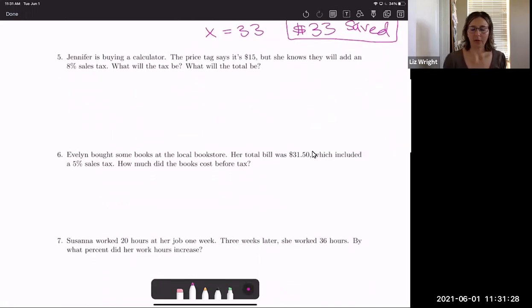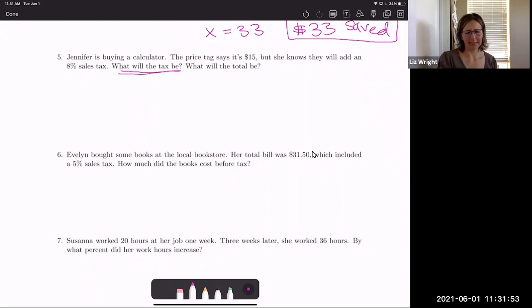Jennifer is buying a calculator. The price tag says it's $15, but she knows they're going to add an 8% sales tax. So this isn't in Montana because we don't have sales tax. So where she's at, it's going to cost 8% sales tax. So what will the tax be? And then what will the total be? So this time we've got 2 questions. So the first thing, what is the tax going to be on that calculator?